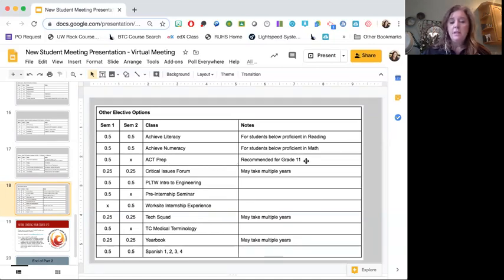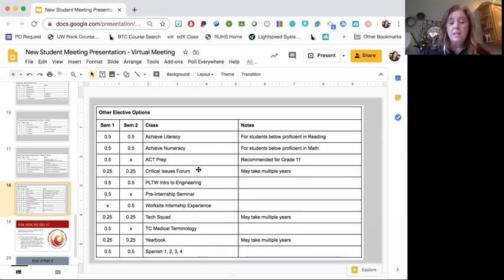In grade 11, we recommend all students take our ACT prep class. It is offered first semester and runs over into second semester until the ACT, which is usually in March. We offer a class called Critical Issues Forum. This is another one similar to Great World Text that you can take multiple years. We do have it as a 1/4 credit first and a 1/4 credit second, but it is a year-long commitment.